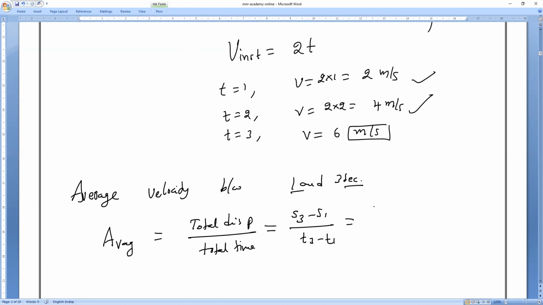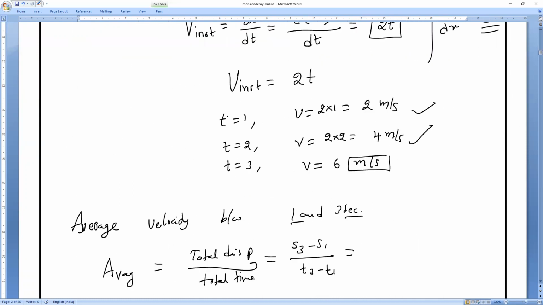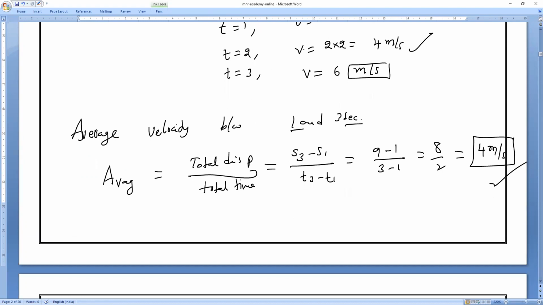So S3 is equal to how much? Verify. S3 is equal to 9 and S1 is equal to 1, and T3 is equal to 3 and T1 is equal to 1. So 9 minus 1 divided by 3 minus 1, which is equal to 8 by 2. So the average velocity between that is 4 meters per second. Clear, Pradosh? Do it. Average velocity between 1 and 3 seconds.